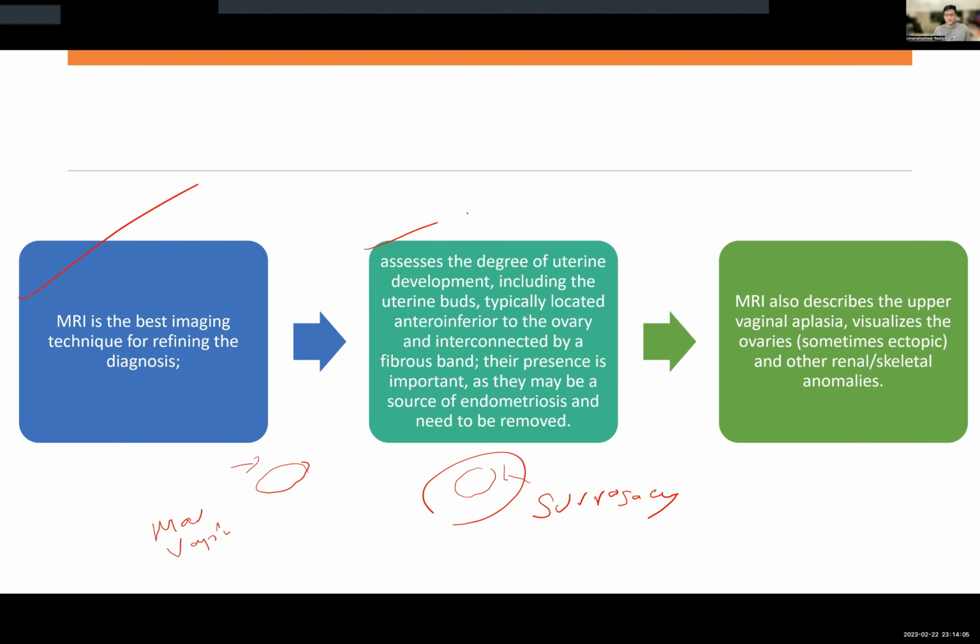So you have to assess the degree of uterine development, and the ovarian location is the most important part of it. MRI also sees the renal anomalies and skeletal anomalies.